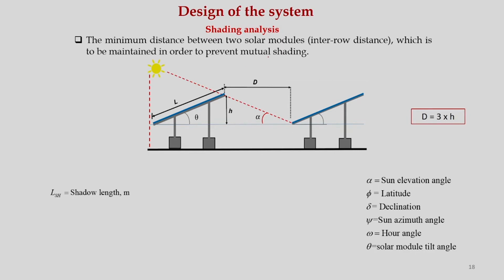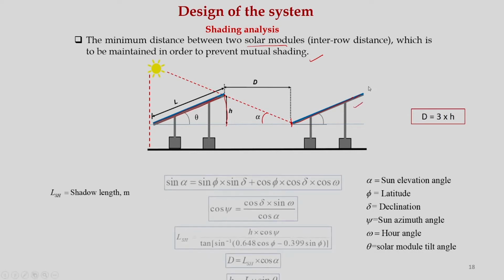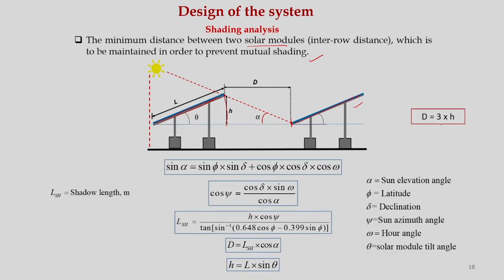So, the minimum distance between two solar modules which is maintained in order to prevent mutual shading needs to be studied. If we consider this module and this module, what will be the appropriate distance between the top of this module and this position? We need to specify it so that the shadow caused by this module should not hamper the functioning of this PV module. We can do a lot of calculations and come up with a solution, and it tells that this D has to be 3 into H.